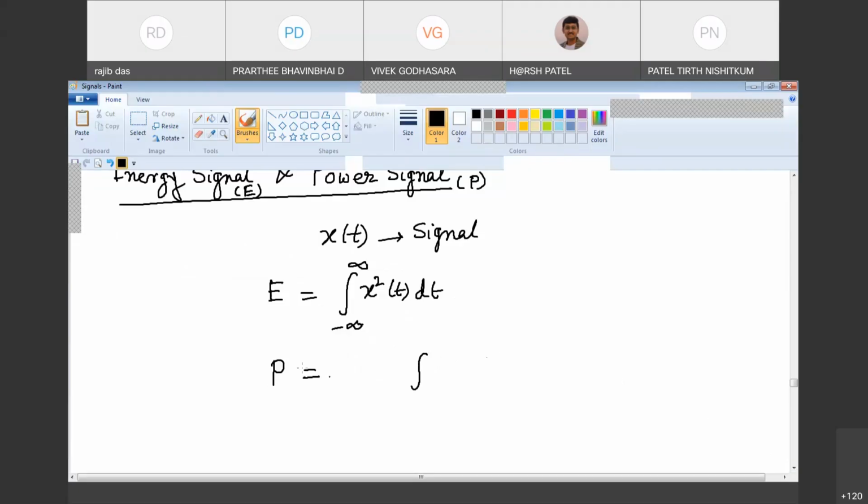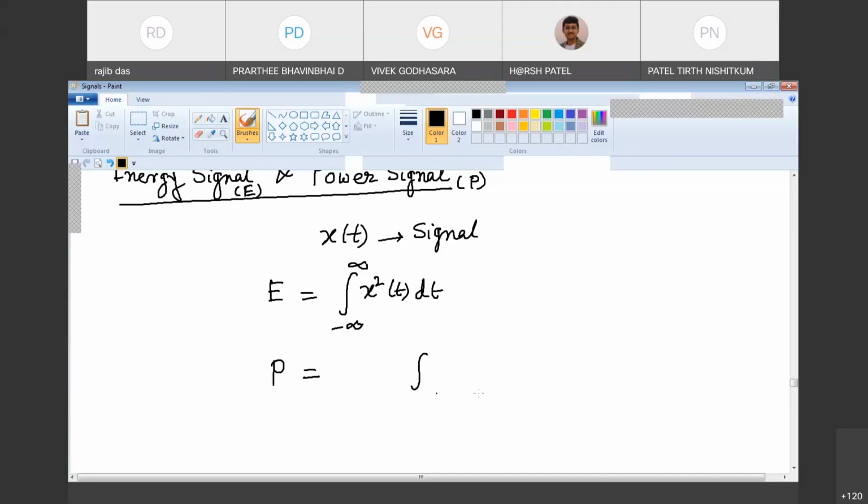So you know the relation between energy and power. What is the relation between energy and power? Anybody? Rate of change of energy. Rate of change of energy, right? So energy per time is nothing but power.